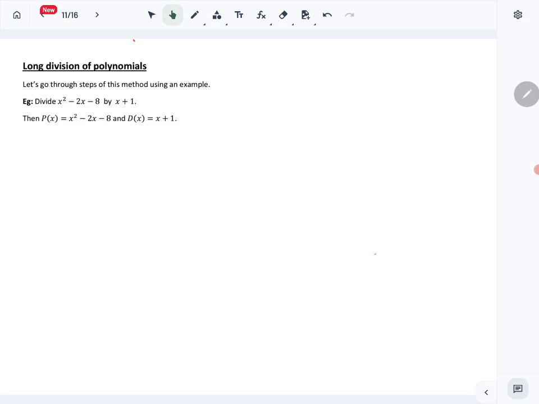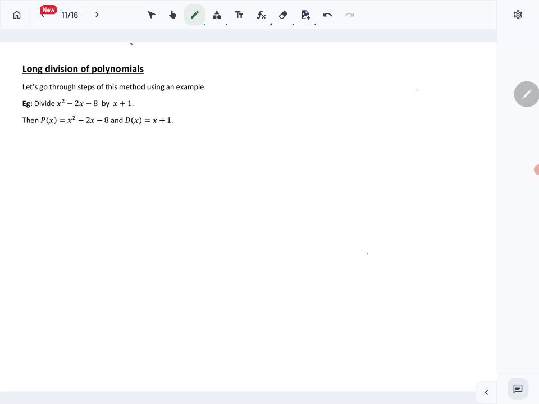Long division of polynomials, right? I will explain this through an example, right? So suppose I want to divide x squared minus 2x minus 8 by x plus 1. So the dividend p of x is x squared minus 2x minus 8, divisor is x plus 1, right? Compare this with normal number long division. So let's compare. Let's start with this. So you put the dividend inside, divisor outside.